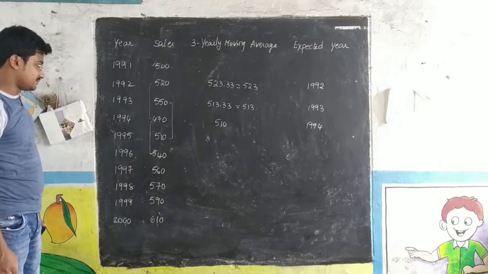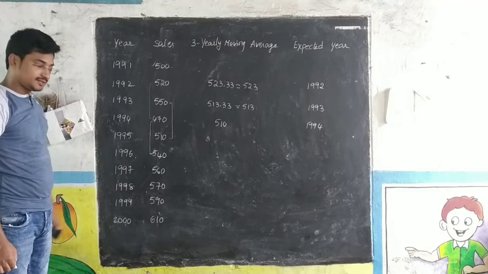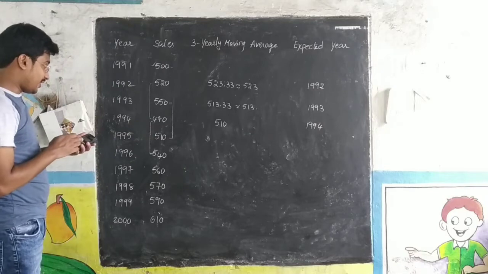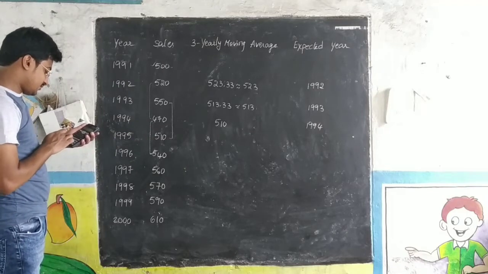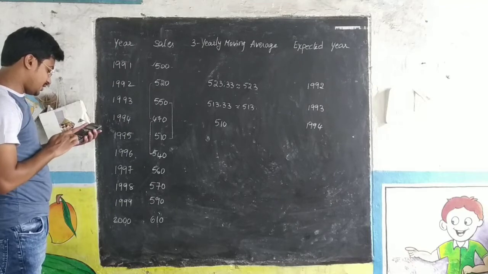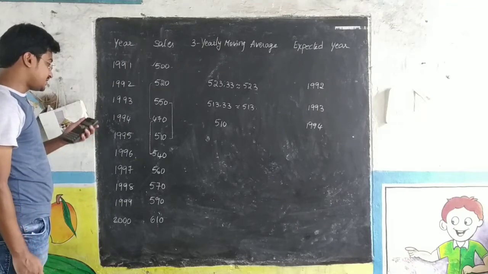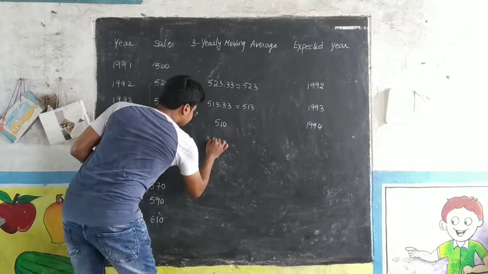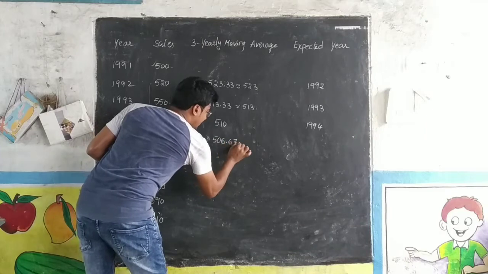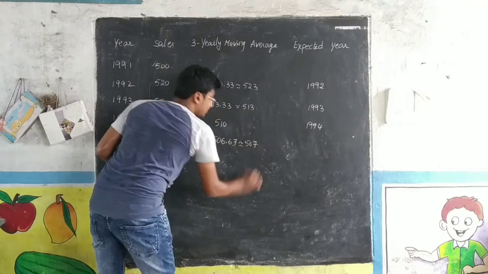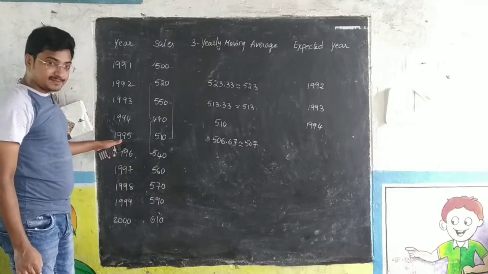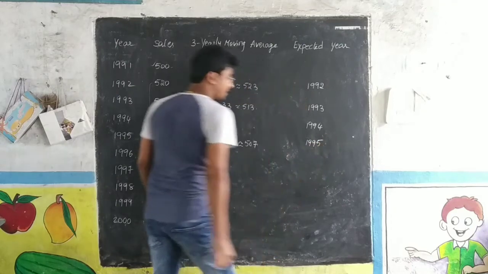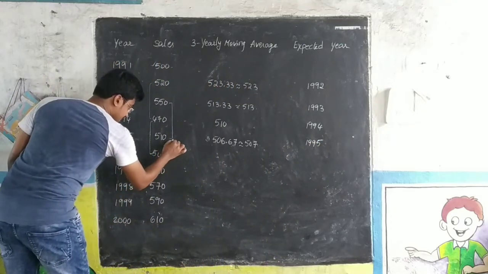Next, the average of these 3 years. The middle year is 1995. Sales values 470 plus 510 plus 540 divided by 3 is 506.67, approximately 507. The expected year is 1995.